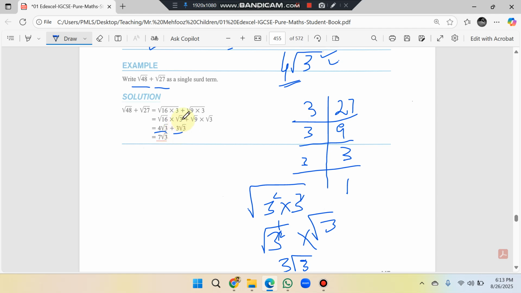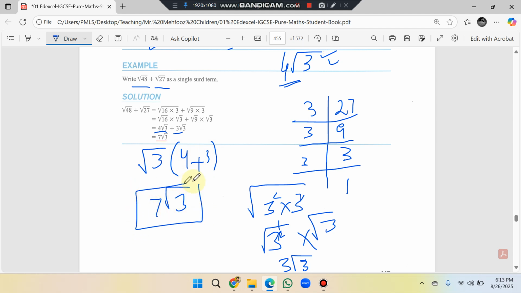Now you can say that this square root of 3 can be taken as common. So it will become square root of 3 taken as common, 4 plus 3. So what is the answer? That is 7. So 7 times square root of 3 is your answer. Any problem? No. Do you understand this example?